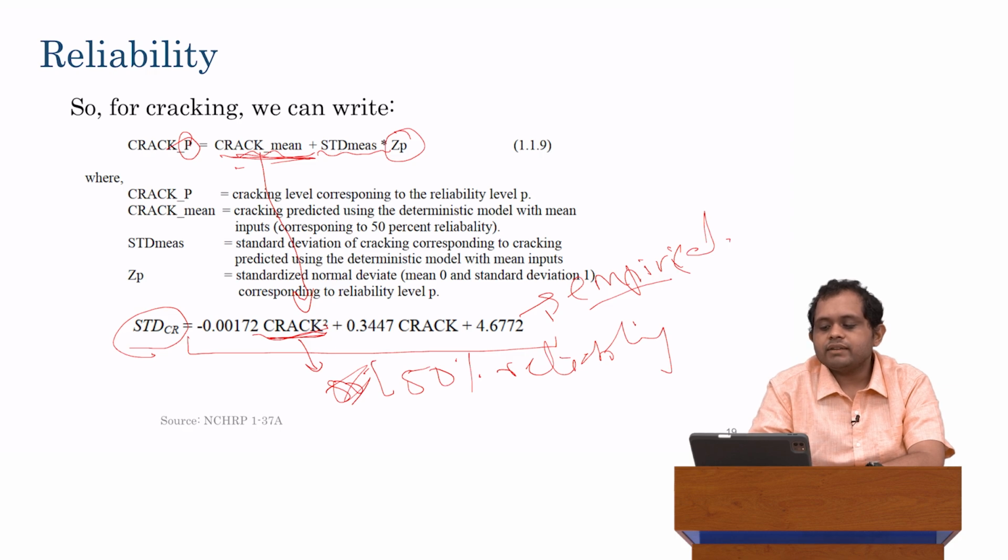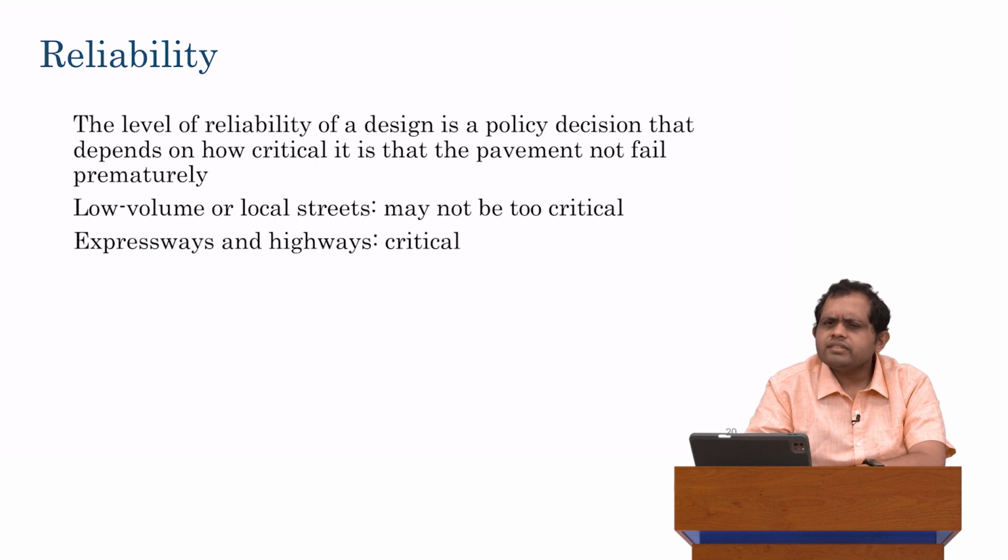This is how we use field data and create a function for the standard deviation. And from that, once we have the standard deviation, we can calculate the cracking at any desired reliability level. What is the desired reliability level? What should we be designing for? What reliability is considered adequate? This is actually a policy decision. There's no engineering answer. This is a policy decision.